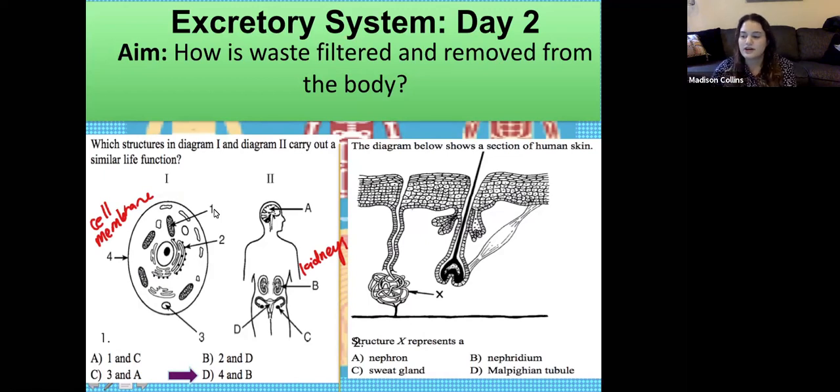All right, number 2, the diagram below shows a section of human skin. So you may remember seeing this diagram on yesterday's notes. And I told you guys that this section right here represents the outer layer of skin. And today we learned another word for that in today's practice. We know that the outer layer of the skin is known as the epidermis.